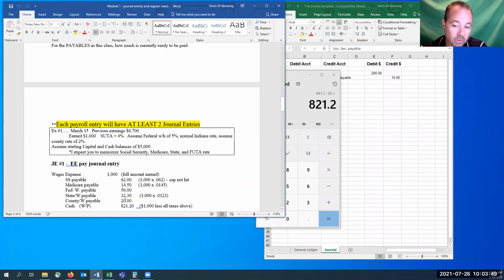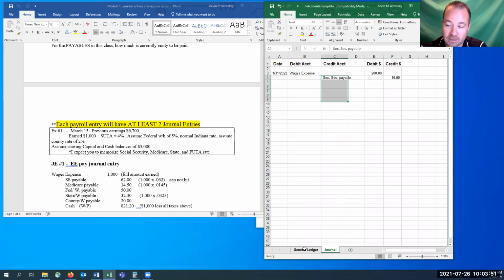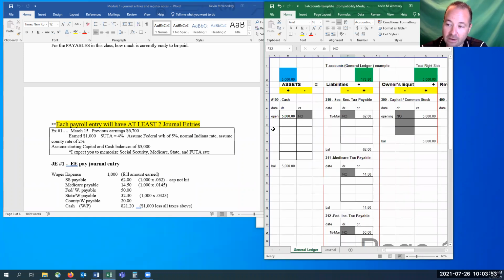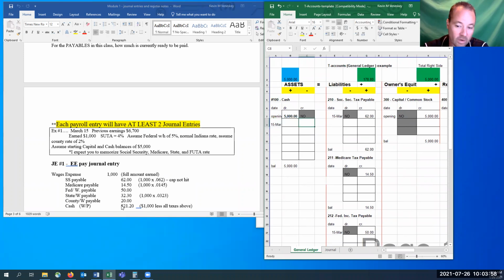$821.20. Now, if you add up both sides, they're 1,000. We come over here and put in the final amount on 315. It's on the credit side because we're actually paying out to our employee, $821.20.